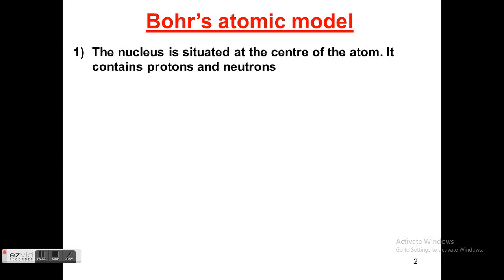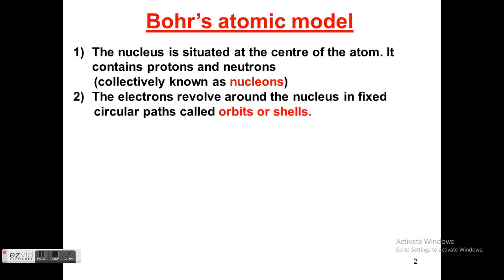According to that, the nucleus of atom is situated at the center. It contains protons and neutrons. These protons and neutrons together are known as nucleons. The electrons revolve around the nucleus in fixed circular paths, and these are called orbits or shells.